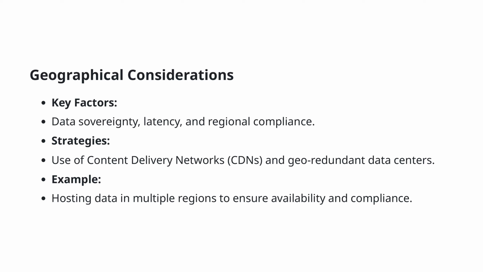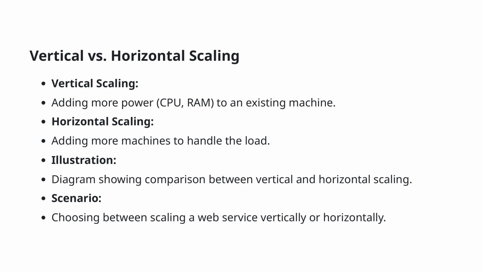On this slide, we are delving into the differences between vertical and horizontal scaling. Vertical scaling involves enhancing the capacity of an existing machine by adding more powerful components like CPU and RAM. This is akin to upgrading the hardware on a single server to handle an increased load.